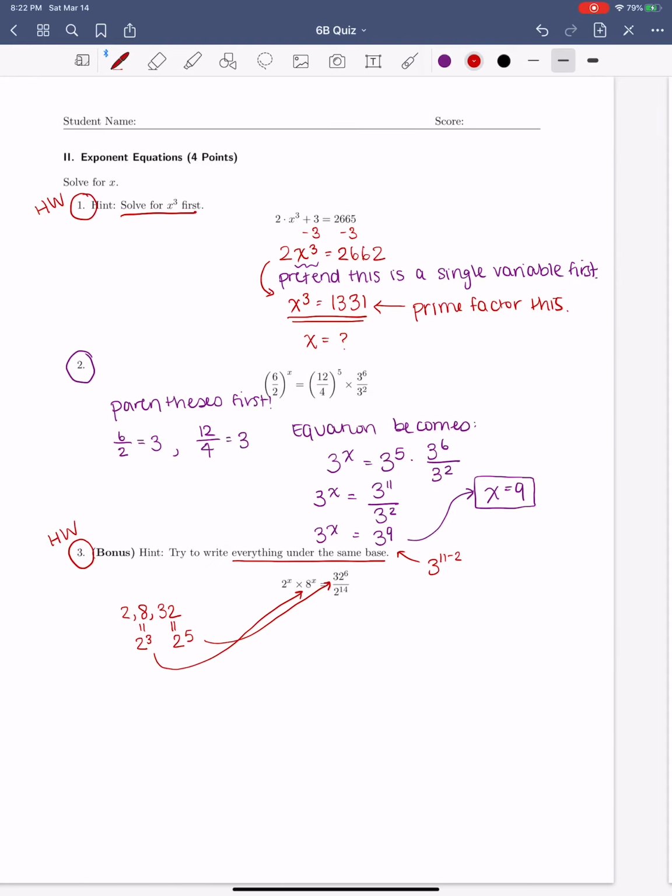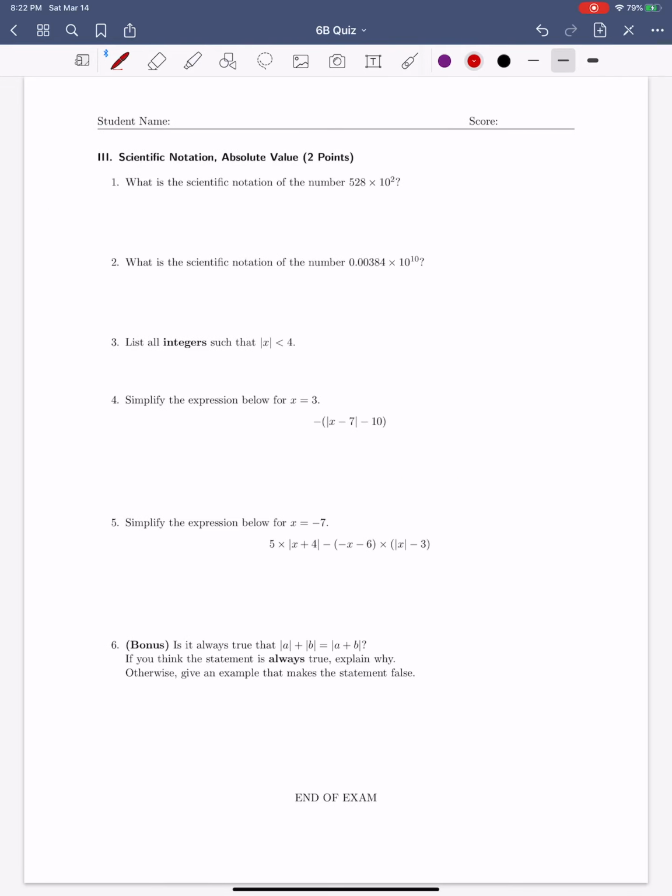Alright, let's move on to the last page. So I think the last page was the easiest page. I would hope so. The questions are a bit shorter. So in this video, I'll work out questions 1, 3, and 4, and the rest I'll leave for homework.